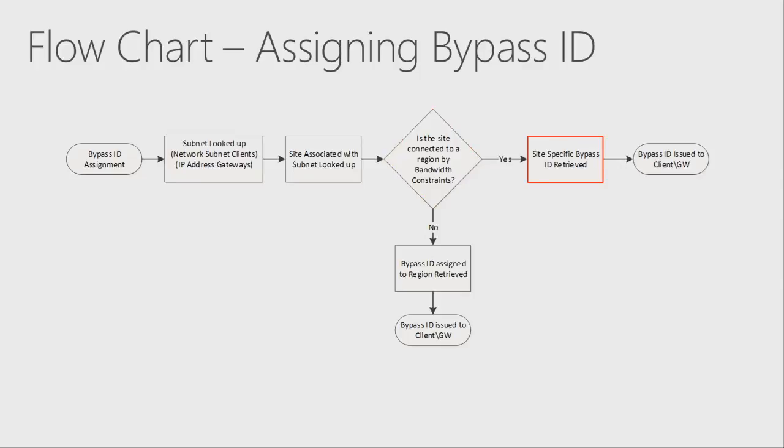So if we do have bandwidth constraints in there, we assign the bypass ID assigned to the specific site. Then that bypass ID is issued to the client or the gateway. If there is no link, if there is no bandwidth policy, we assign the one referred to in the region. So all these sites connected to the same region, if there's no bandwidth policy, now have the same bypass ID. If the gateway and the client have the same bypass ID, then the call bypasses. It may not be what you're intending it to do. Odds on it probably wasn't.